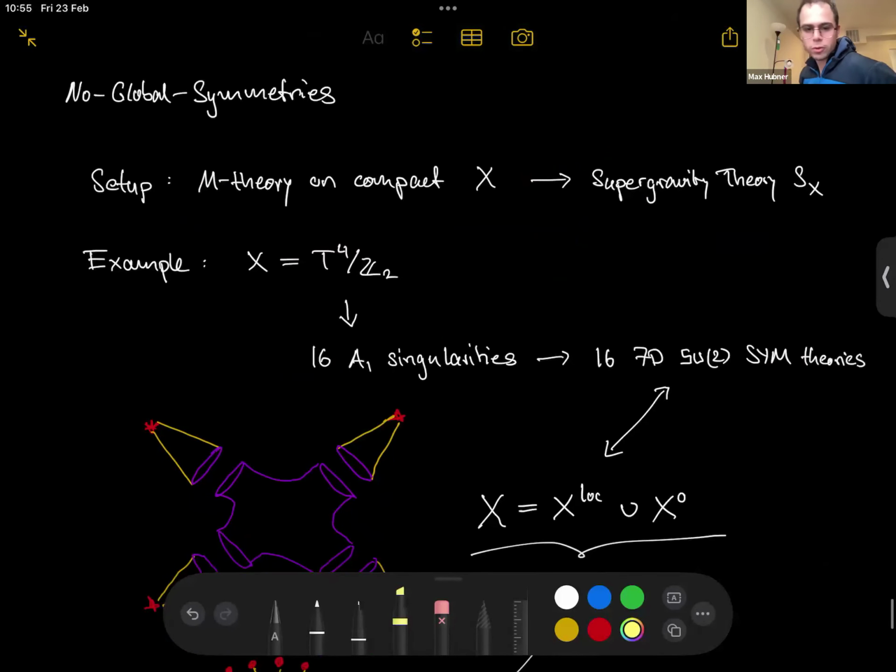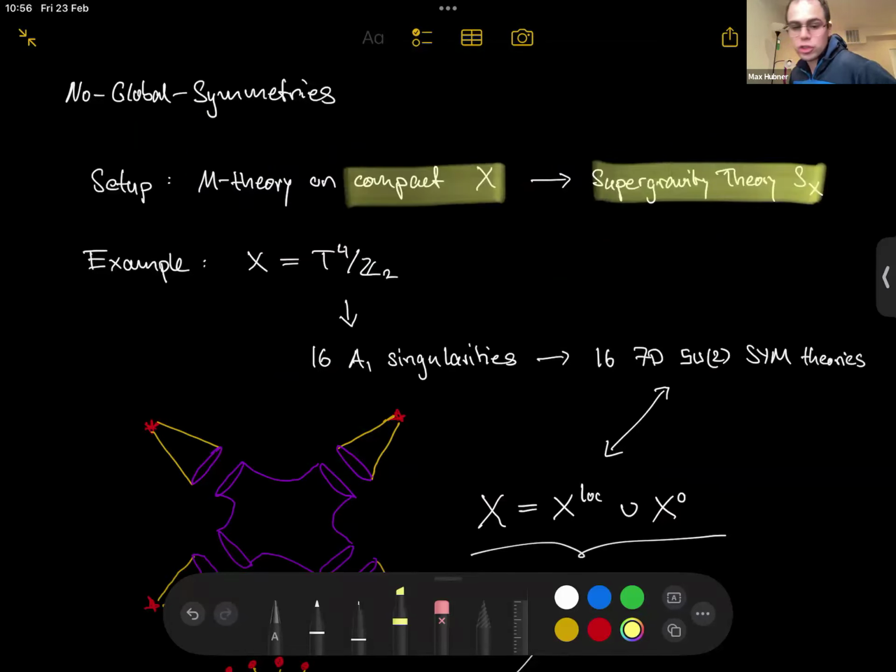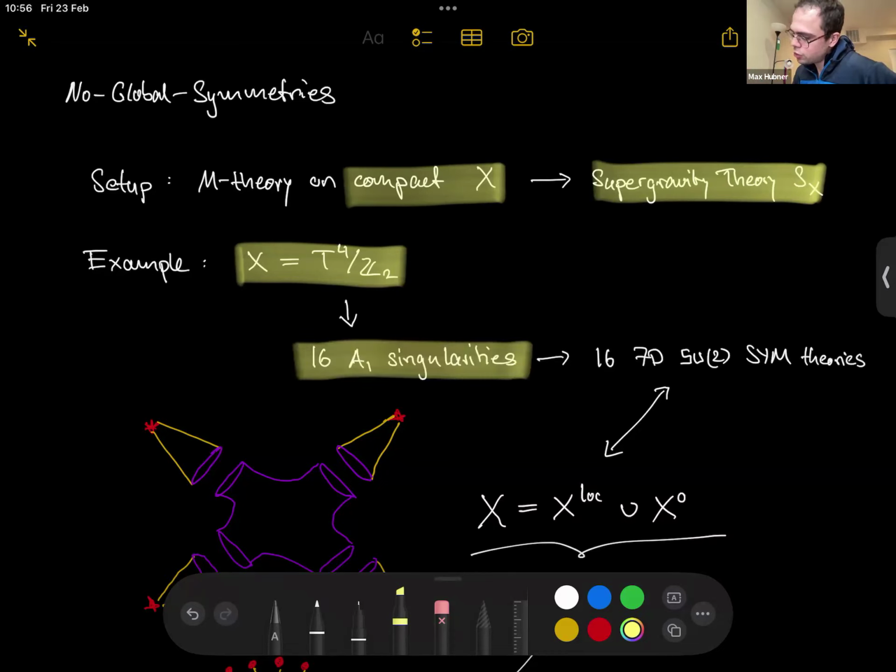And then also, let me quickly go through this and then summarize. One can now also start analyzing compact X. If I have compact geometries, I'll be engineering a supergravity theory. So here's a very simple example, T4 mod Z2. It's going to have 16 A1 singularities, exactly singularities like we just discussed. And each of these is going to have 16 SU(2) super Yang-Mills theories.